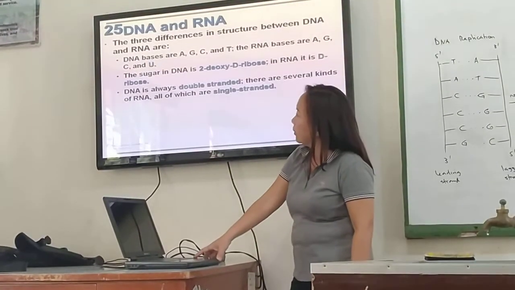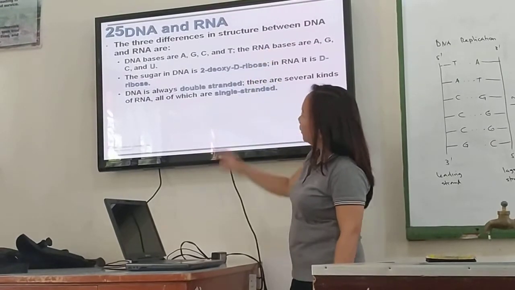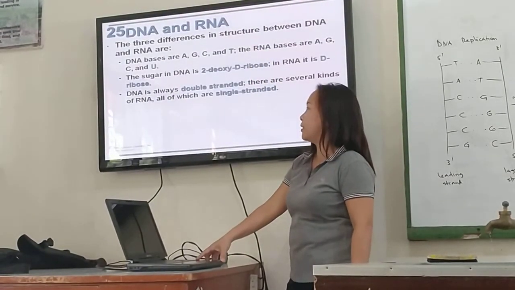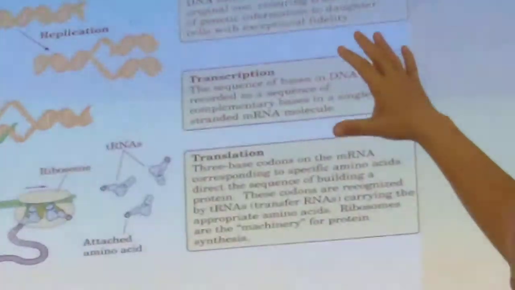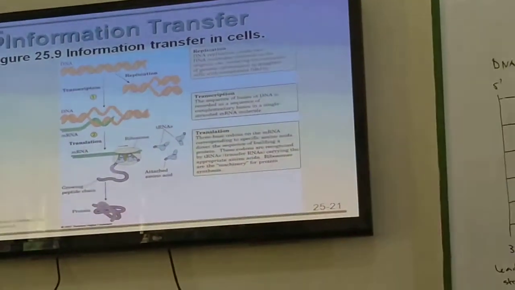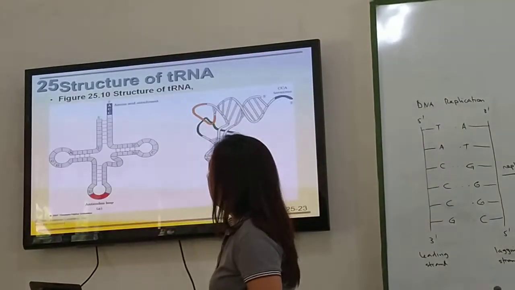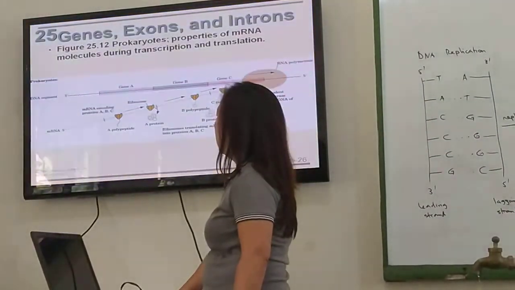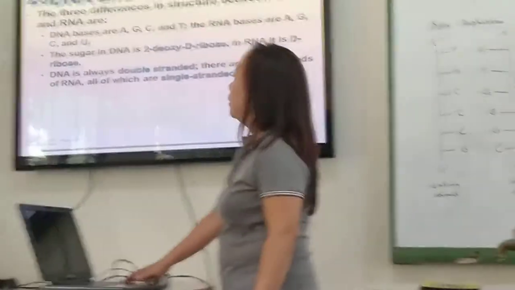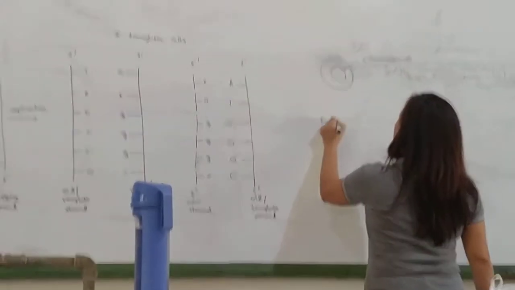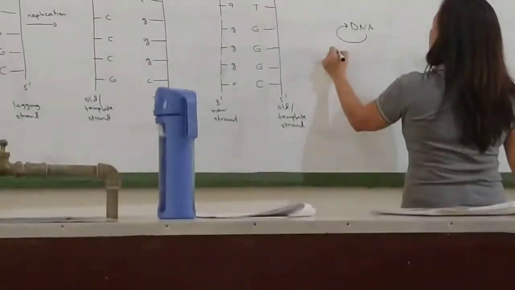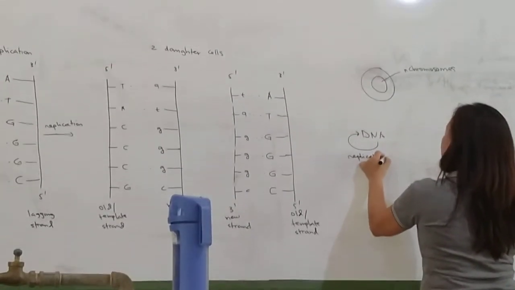Okay? So you have here the differences of DNA and RNA. So there are three main differences. I mentioned that already. Okay. Now, how is this genetic information transferred? Now, you have here the central dogma of molecular biology, of which if this is our DNA, the DNA will replicate. So this is replication. So this is what we will be tackling.